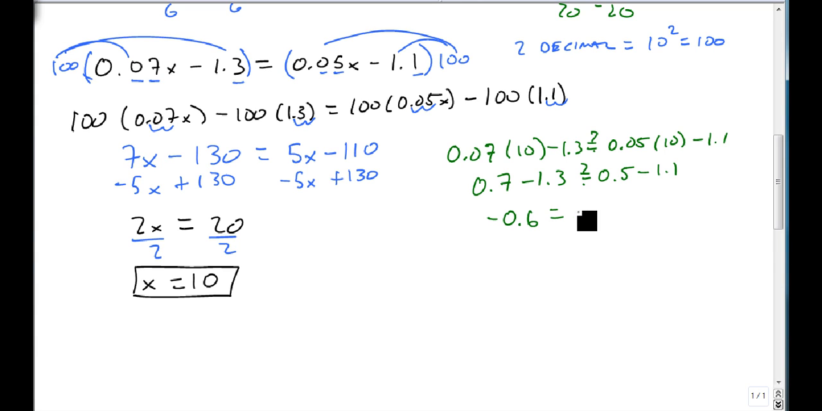Do the same thing on the other side. 0.5 minus 1.1 is the same as 1.1 minus 0.5 with a minus sign. And so we also get minus 0.6. Notice both sides are in fact the same, so that checks out. So this is our answer. So by moving the decimal place out of the way, by clearing the fraction with the lowest common denominator, we put the problem back to a form we know and love, and then can solve from there.